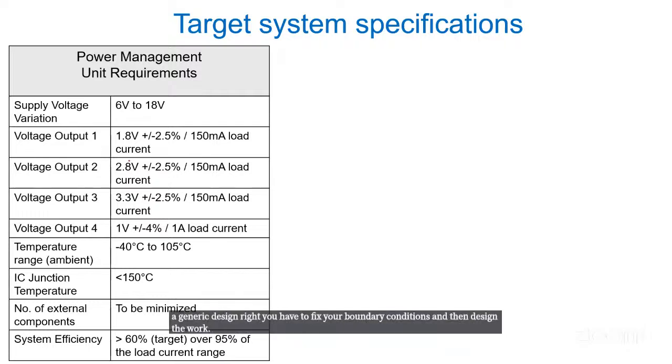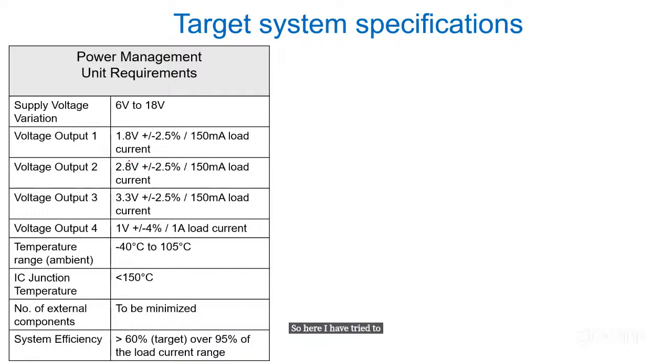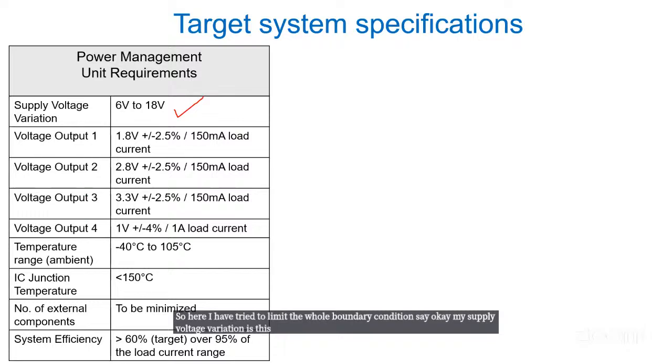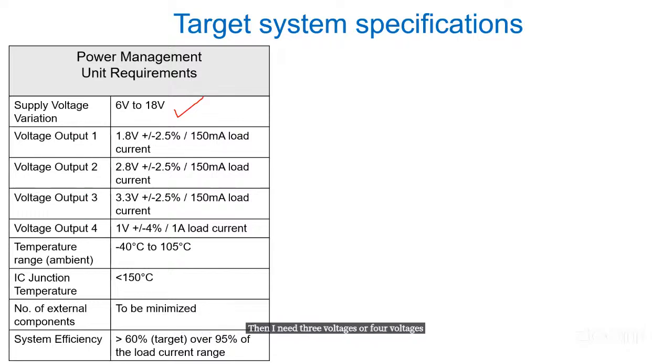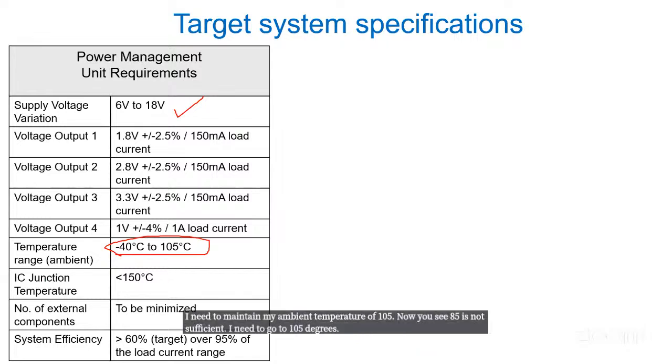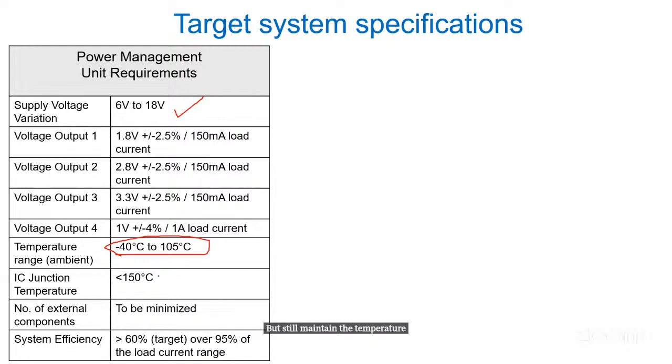So here I've tried to limit the whole boundary condition and say, okay, my supply voltage variation is this. Then I need 3 voltages or 4 voltages, 1.8 volt, 2.8 volt, 3.3 volt, and these are my load current requirements. I need to maintain my ambient temperature of 105. Now you see 85 is not sufficient. I need to go to 105 degrees, but still maintain the temperature less than 150 degrees centigrade.